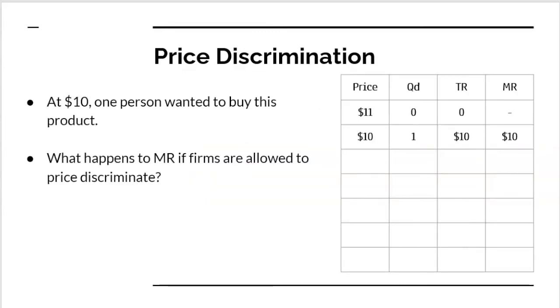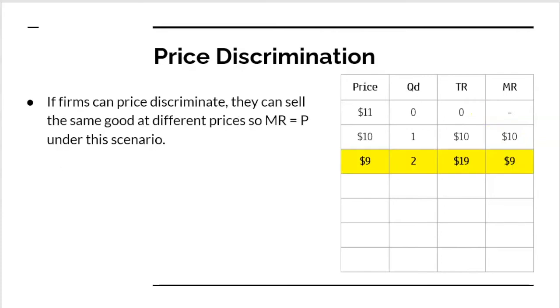And so here we saw this. At $11, no one wants to buy it, so this firm is just going to drop its price to $10. At $10, one person wants to buy it, so our total revenue is $10, and that makes our marginal revenue $10 as well. Well, what happens to marginal revenue if firms are allowed to price discriminate? Let's say that the price drops to $9. Our quantity demanded is 2, but our total revenue is $19 and not $18, which makes our marginal revenue $9 there. But how did that happen?